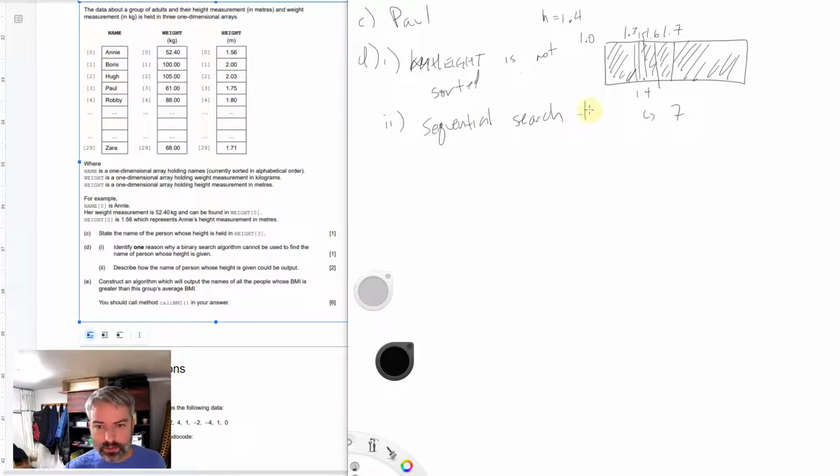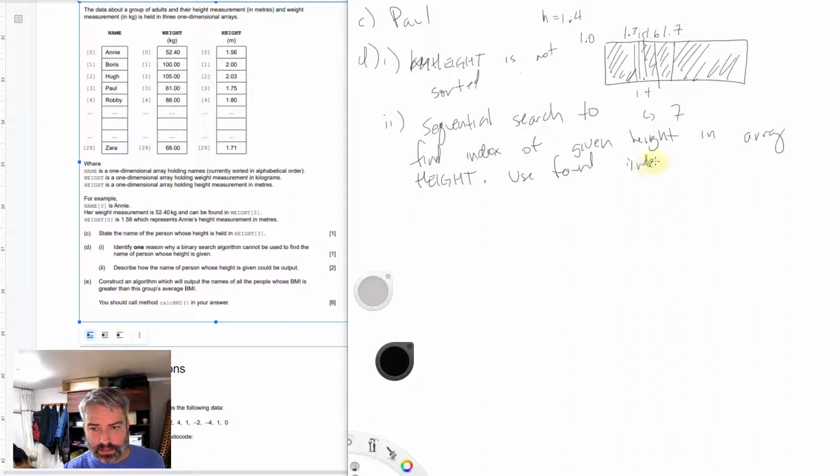So sequential search to find index of given height in the array height, use found index to find index of name. And I think just to be clear on this one, I think that's fine.